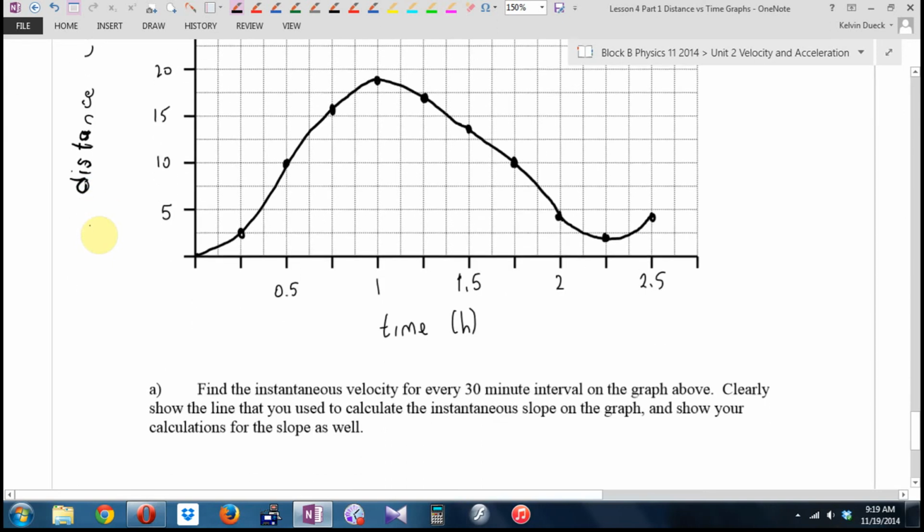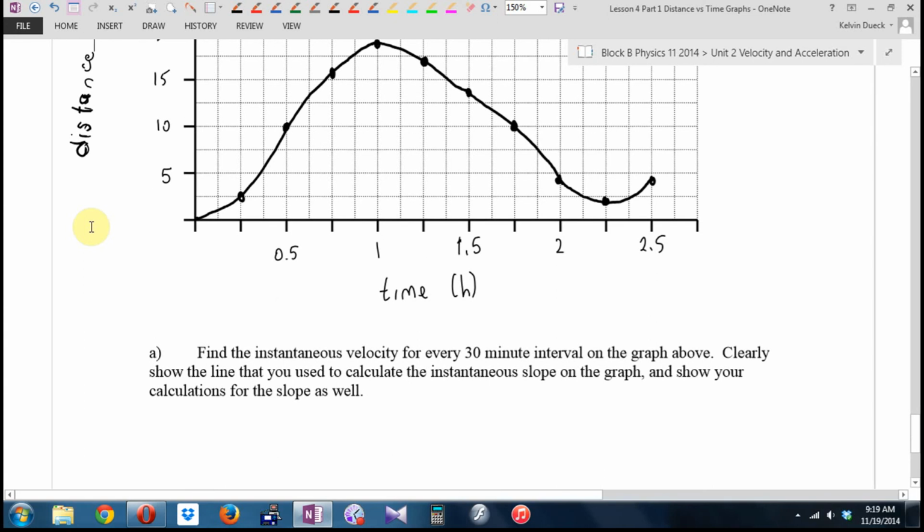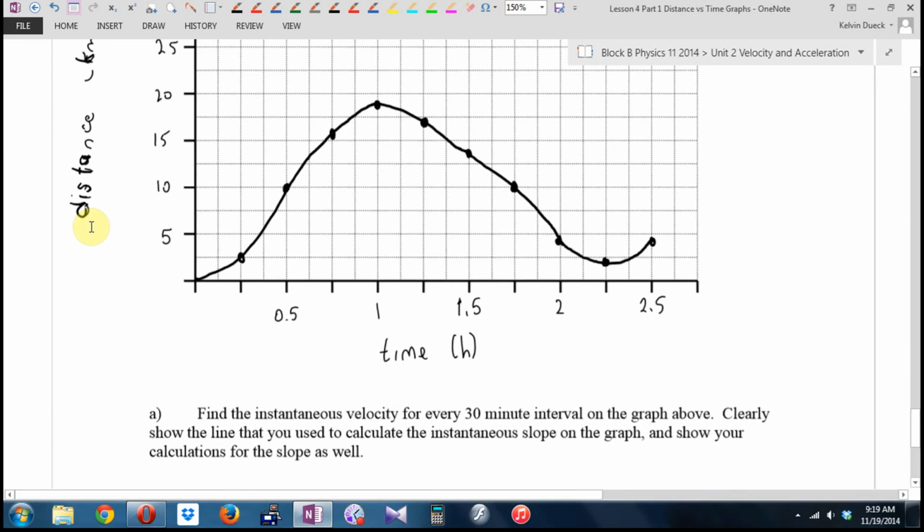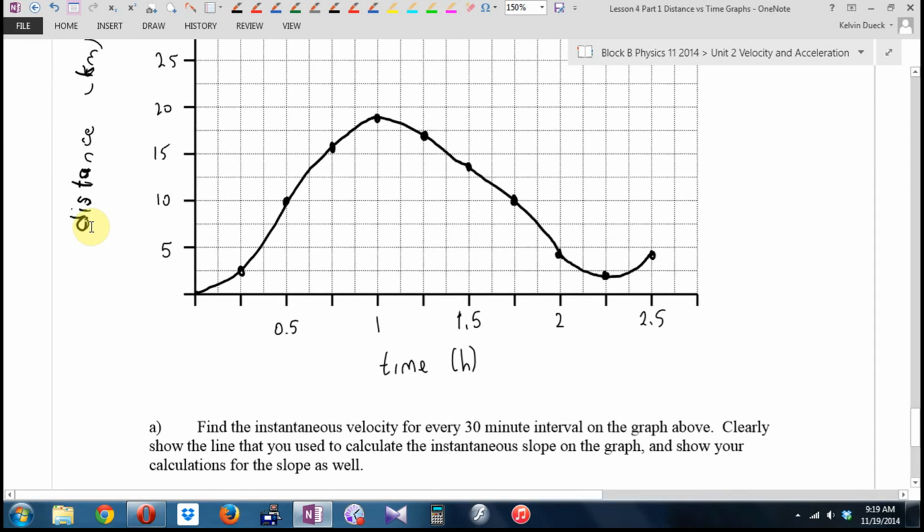So you ready? It says, find the instantaneous velocity for every 30-minute interval on the graph above. In other words, find the instantaneous velocity for every dot. You know what? Let's be clever. Let's call this dot A. How about B, C, D, E, F, G, H, I, and J.